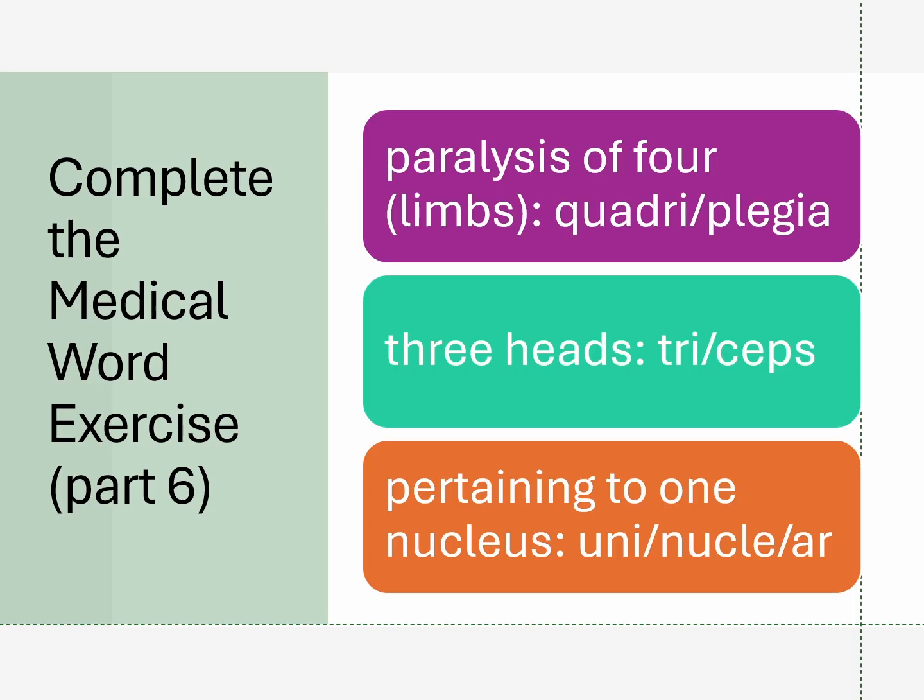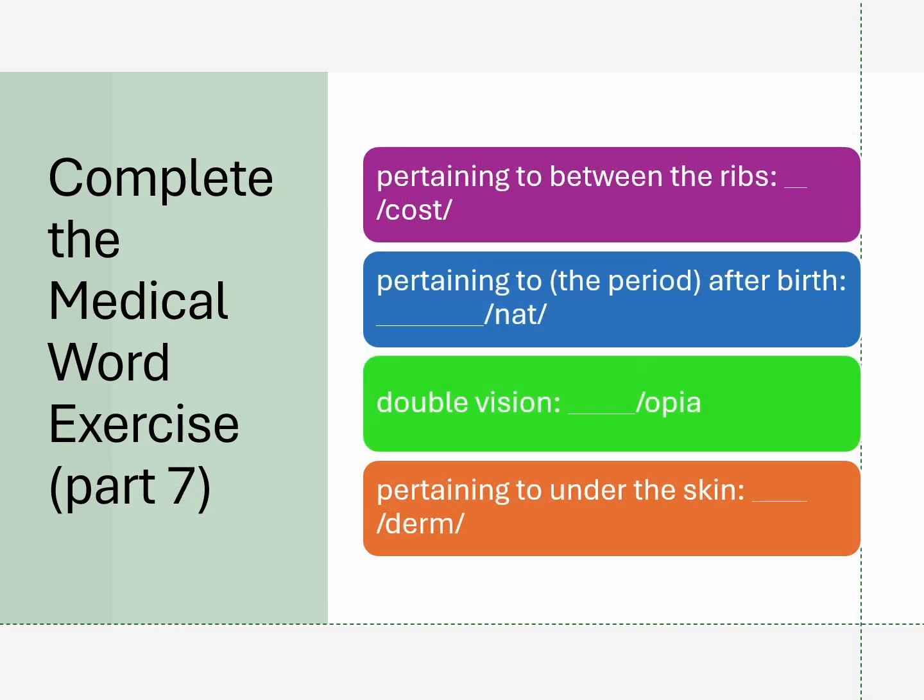Here's another set. Pertaining to between the ribs is blank, cost, and then another blank. Pertaining to the period after birth is blank, nat, and then another blank. Double vision is a blank, and then opia. Pertaining to under the skin is a blank, derm, and then another blank.